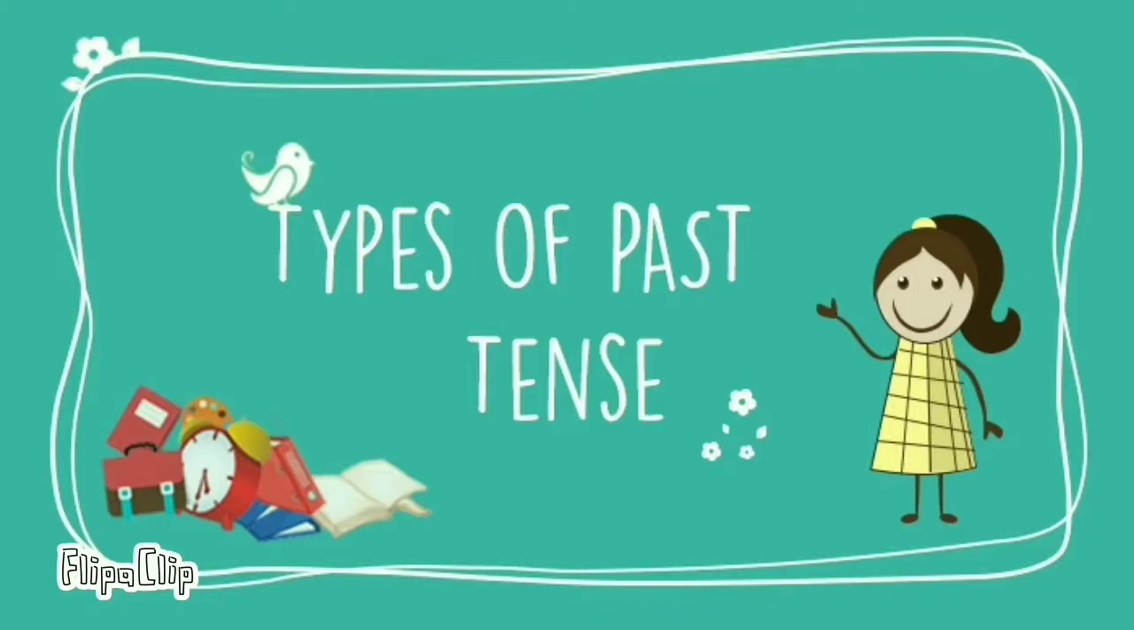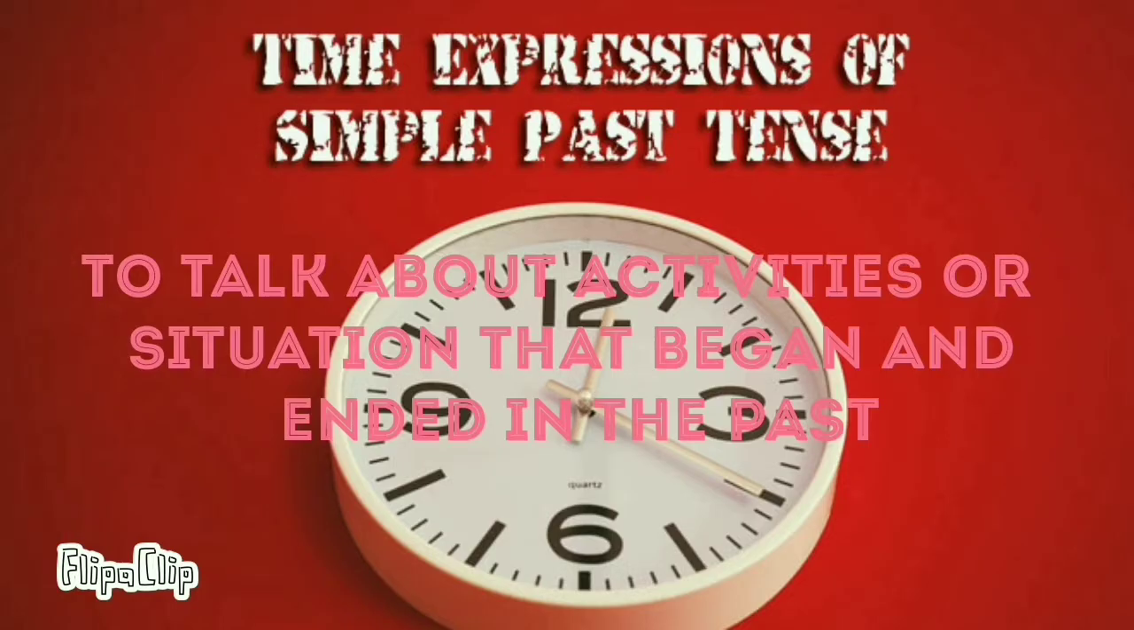And there are types of past tense, like simple past tense, past continuous, past perfect tense, and past perfect continuous. But first, I will explain the simple past. The simple past is used to talk about activities or situations that began and ended in the past, or to talk about situations or events that already occurred.